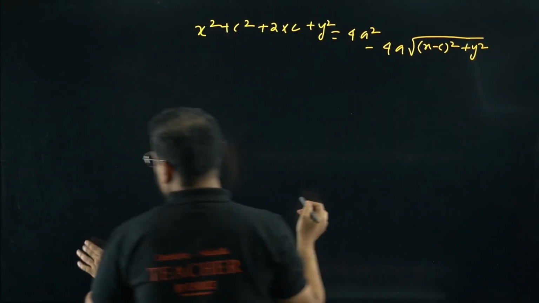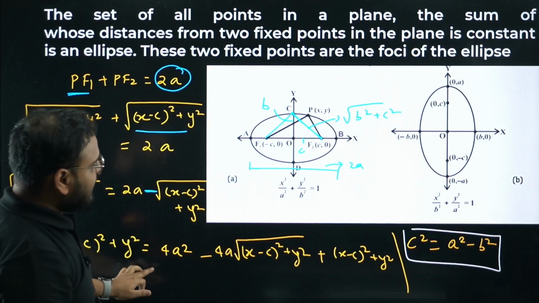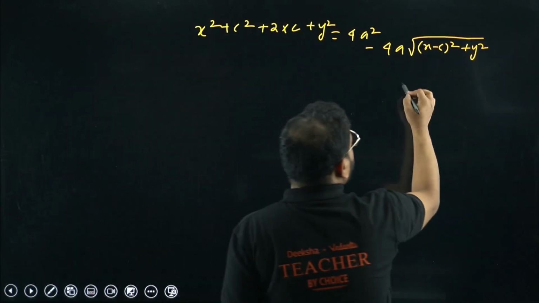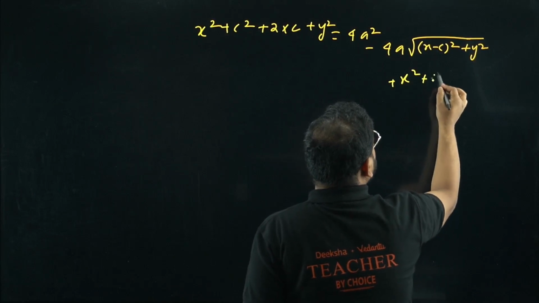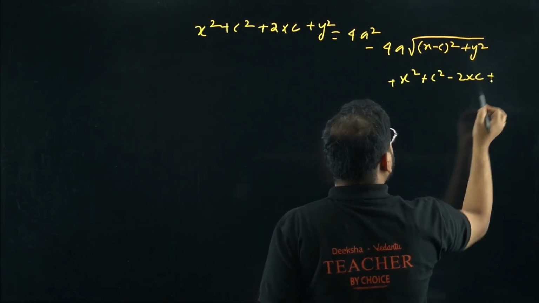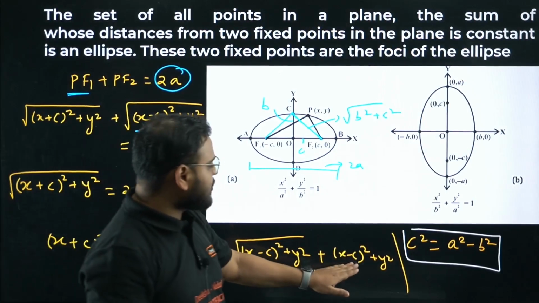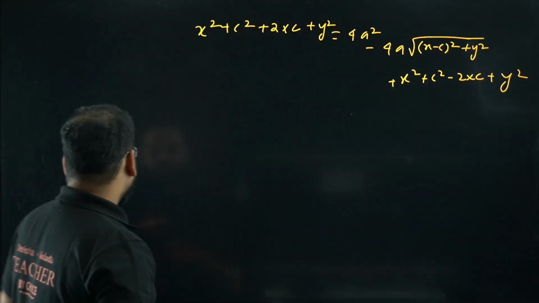What else do I have? Here I have x minus c the whole square. I can write this out. It will become x square plus c square minus 2xc plus y square. Please check. x square plus c square minus 2xc plus y square. What can we cancel over here?